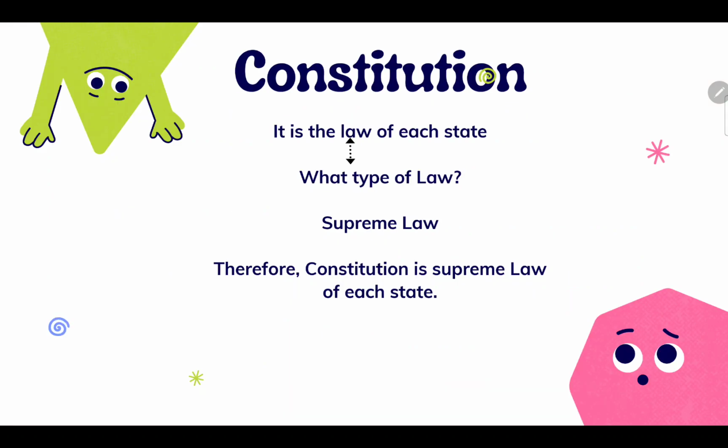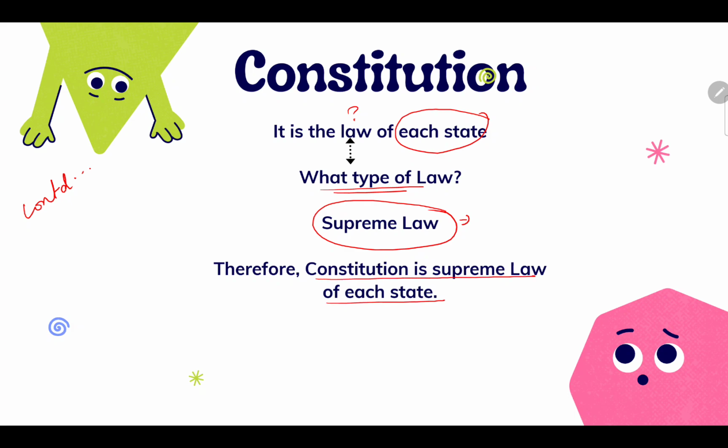So moving to the next slide. This is the continuation of the previous slide. Constitution is the law of each state. So what kind of law are we talking about? Supreme law. Why? Nobody is beyond the law. We need to abide by the law. It's universal, and each and every person has to abide by the law. Therefore the constitution is the supreme law of each state that we need to follow.